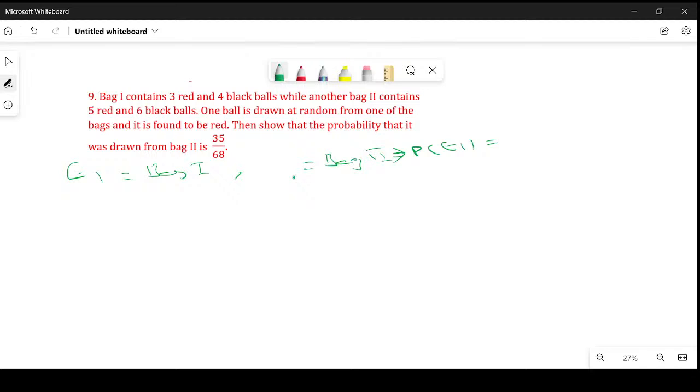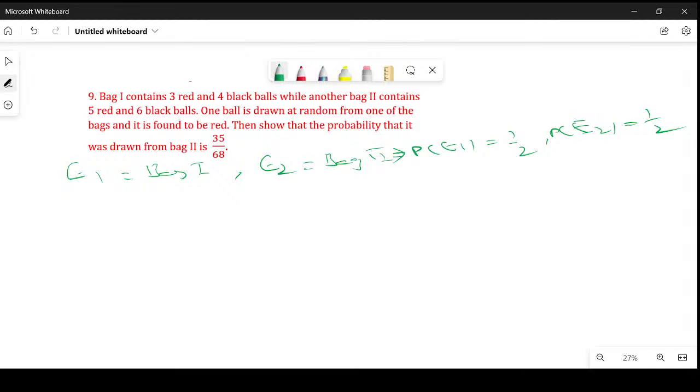You can write this as E2, which I have written here. P of E1 is 1 by 2. Even P of E2 is also 1 by 2, right? Both are equally likely, so we got 1 by 2 and 1 by 2.